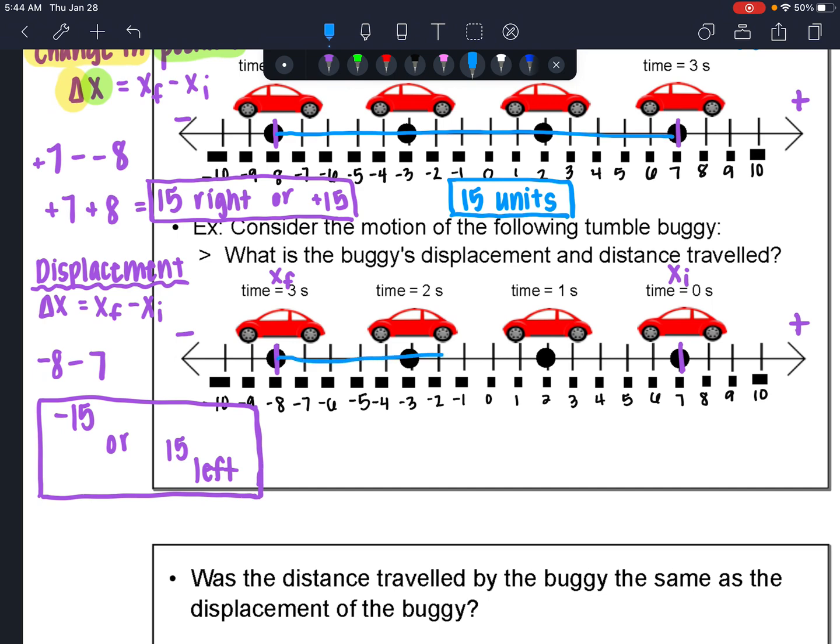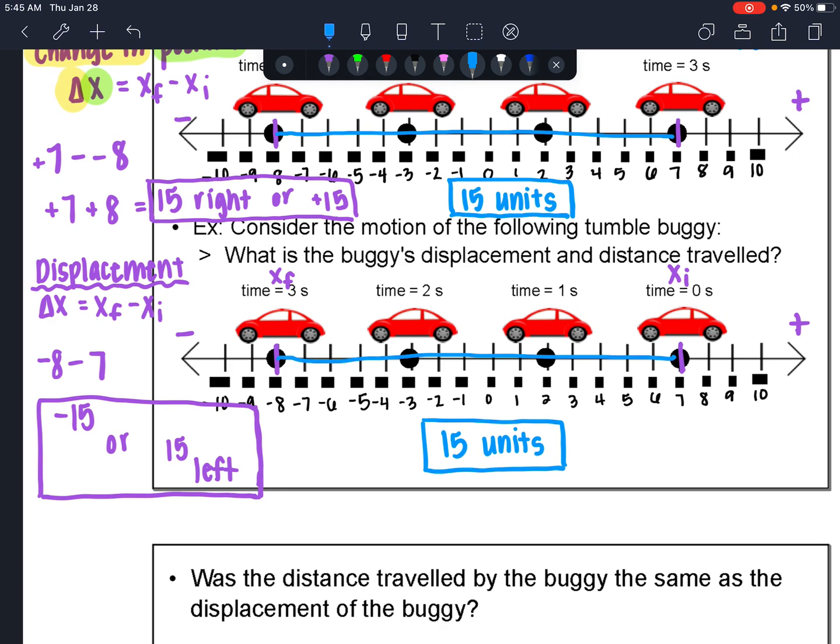Remember, distance traveled is the length of this path, and it's non-directional. So this tumble buggy traveled 15 units. Was it in the negative direction? Absolutely, but we don't care that it was in the negative direction. So my distance traveled is just 15 units. Not -15 units, just 15.